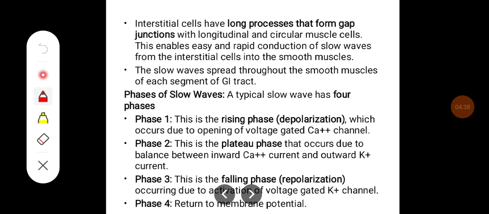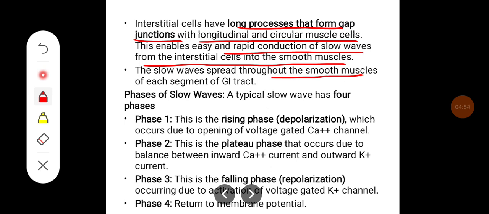Interstitial cells have long processes that form gap junctions with the longitudinal and circular smooth muscles. This enables easy and rapid conduction of slow waves from interstitial cells into the smooth muscles. The slow waves spread throughout the smooth muscles of each segment of the GI tract. There are different phases of slow waves.